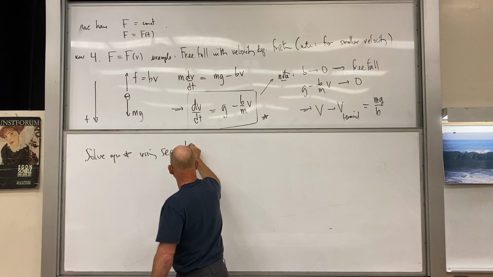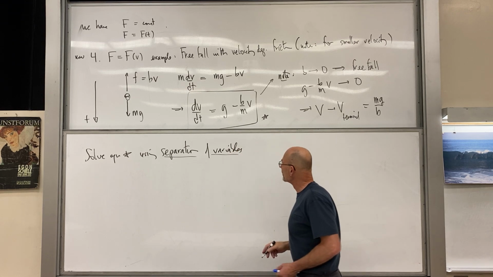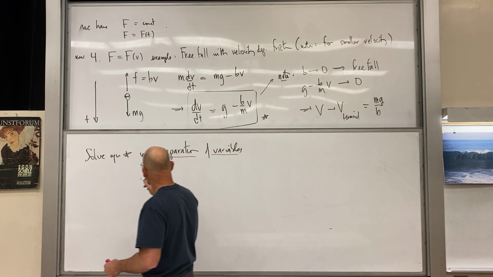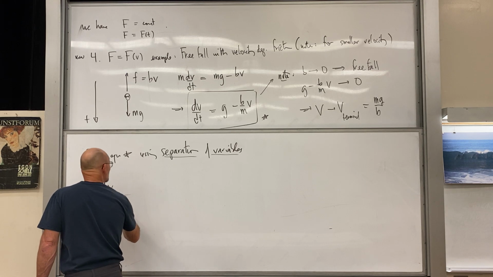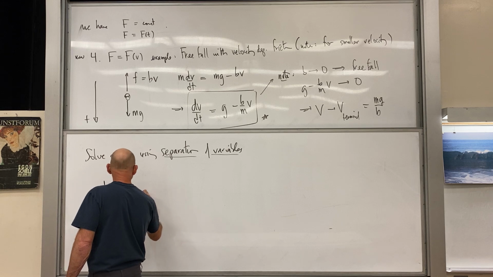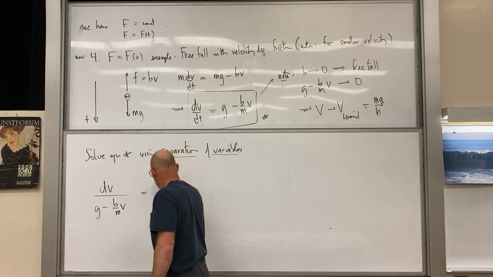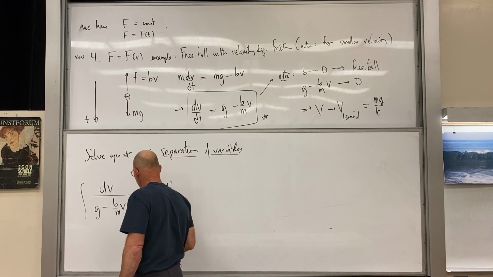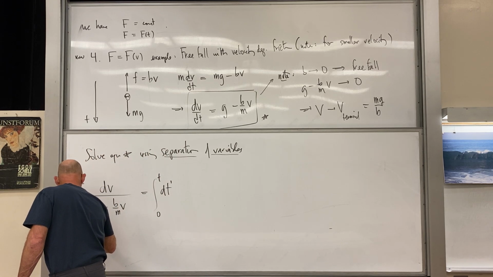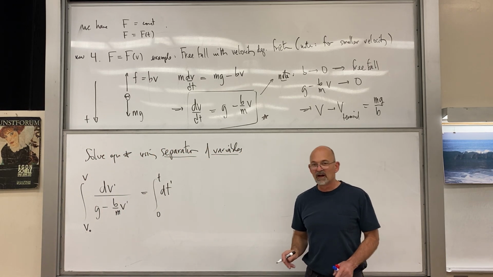Separation of variables. And this technique means we say dv over g minus b over m times v is equal to dt. Okay. We're going to integrate both sides, 0 to t, and here we're going to integrate from v0 to v. This technique will leave us no undetermined integration constants.